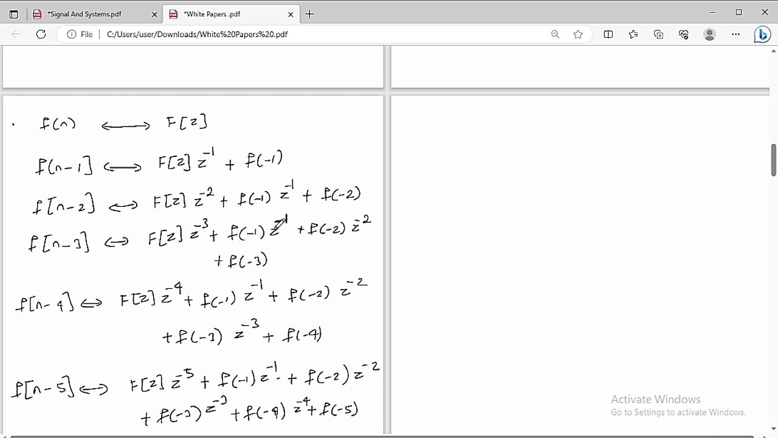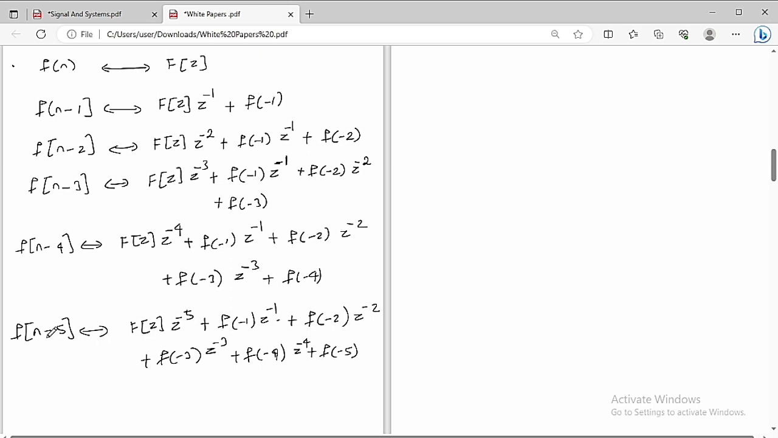So minus 3 will stop. Then remaining things take this power. Minus 1 means here also minus 1. Here minus 2 means here also minus 2. Similarly, f of n minus 4 means f of z to the power of minus 4. Then what is our sequence here? The next thing is f of minus 1, f of minus 2, f of minus 3, f of minus 4. The remaining thing, take the same powers. Z to the power of minus 1, z to the power of minus 2, z to the power of minus 3.